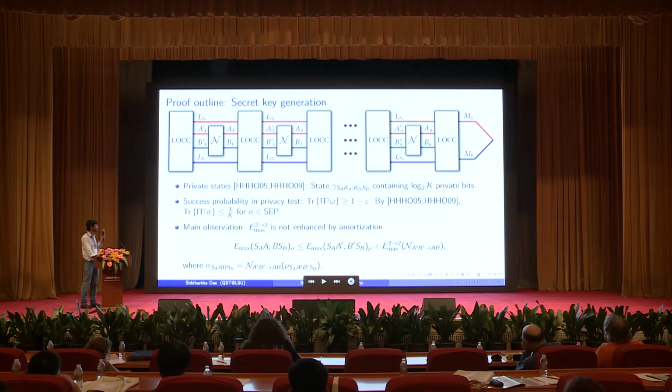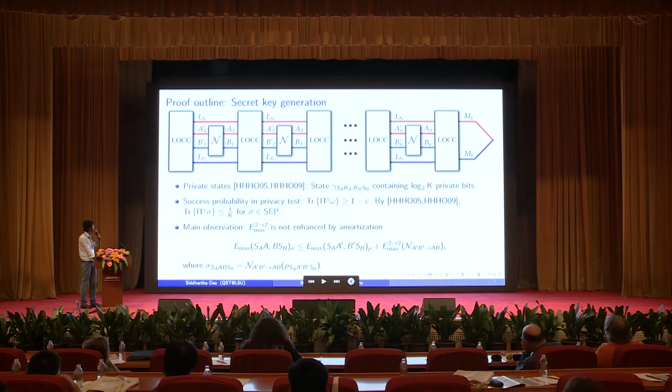So the main observation is amortization, where sigma is the output state and rho is the input state. What it is saying is that the difference of entanglement between the output state and the input state is always upper bounded by the entangling power of the bidirectional channel. Using these results, we can arrive at that theorem.